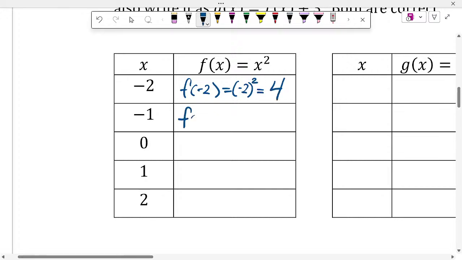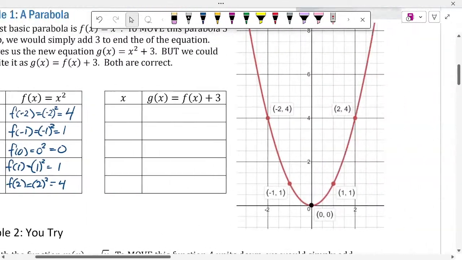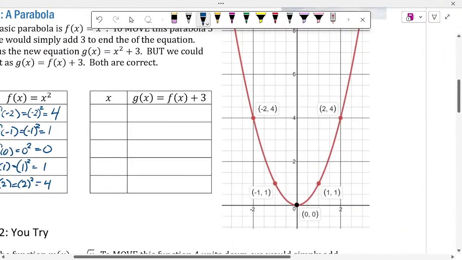4. What's f at negative 1? Well, it's negative 1 squared, which is 1. What's f at 0? It's 0 squared, which is 0. f at 1 is 1 squared, which is 1. And f at 2 is 2 squared, which is 4. Okay, and we note we get that typical symmetrical behavior of a parabola. I've gone ahead and graphed that for you. There are the points. We all see it?